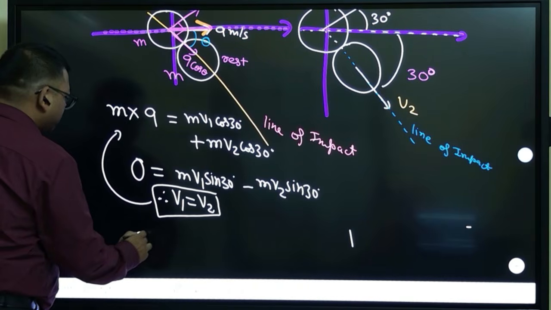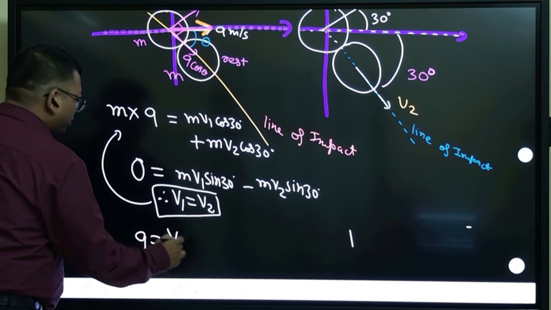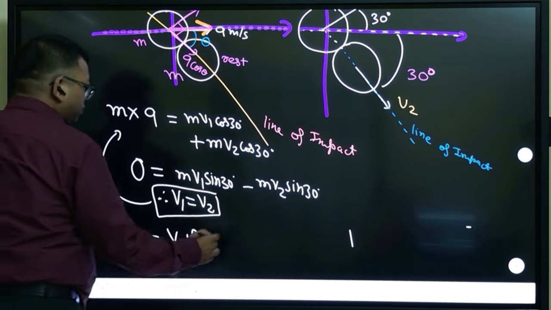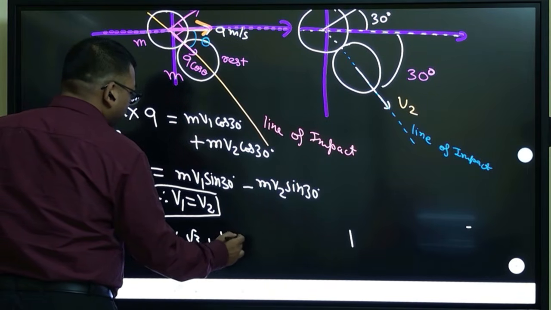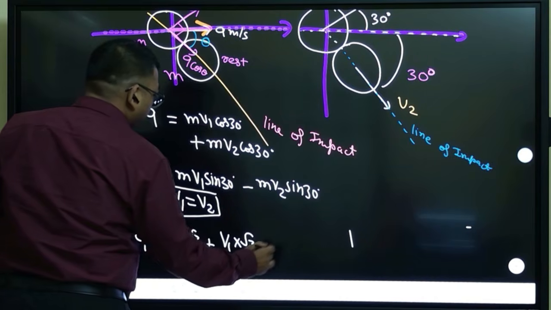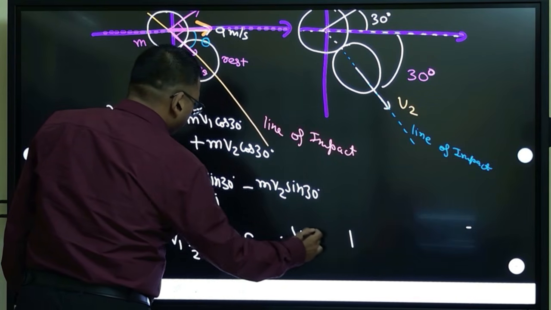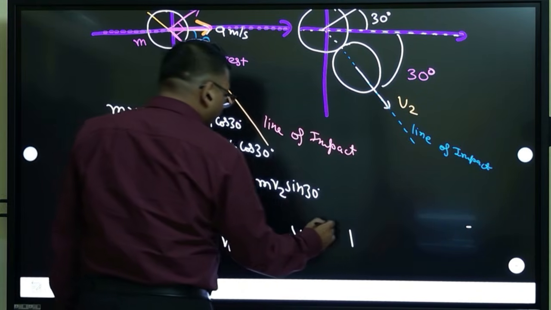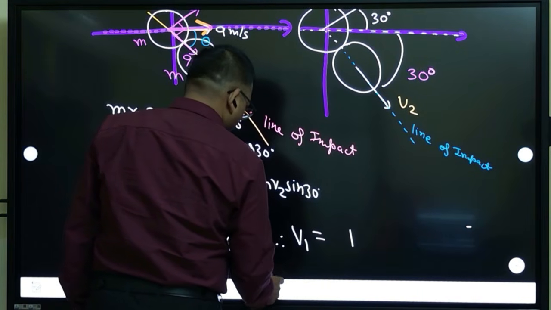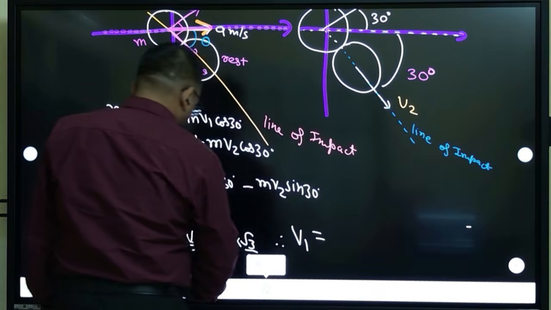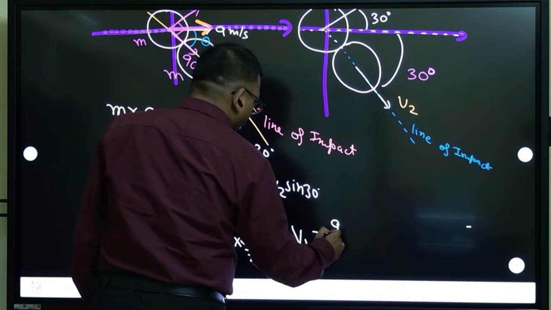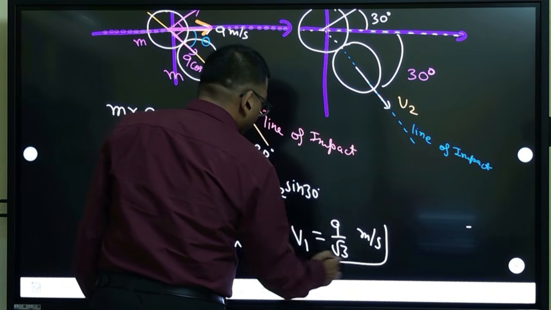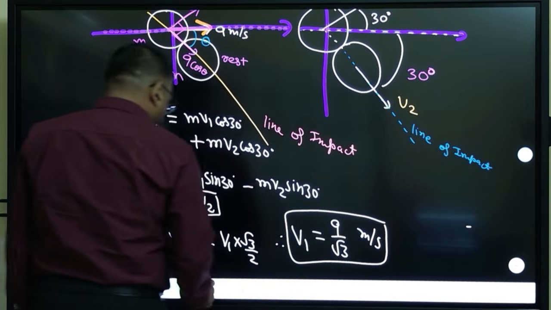Mass anyway cancels. So 9 is equal to V1 cos 30 degrees, which is root 3 by 2, plus V2, and V2 and V1 are the same, so this is also root 3 by 2. So from here we can calculate V1. The 2 will get cancelled, so it will become 9 by root 3. Correct? Check that. This is the speed of each body after collision.